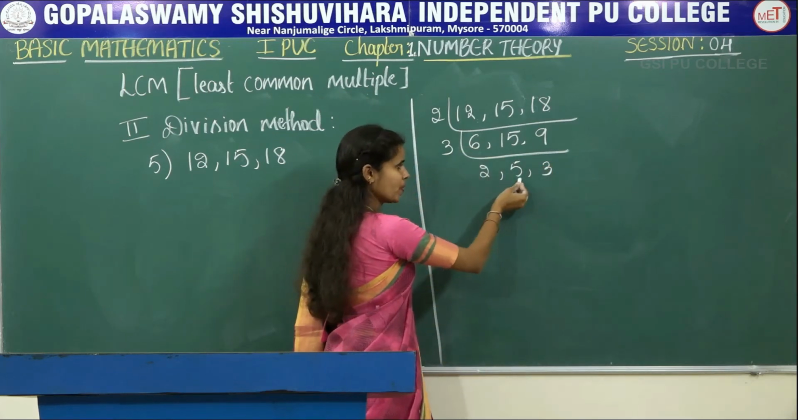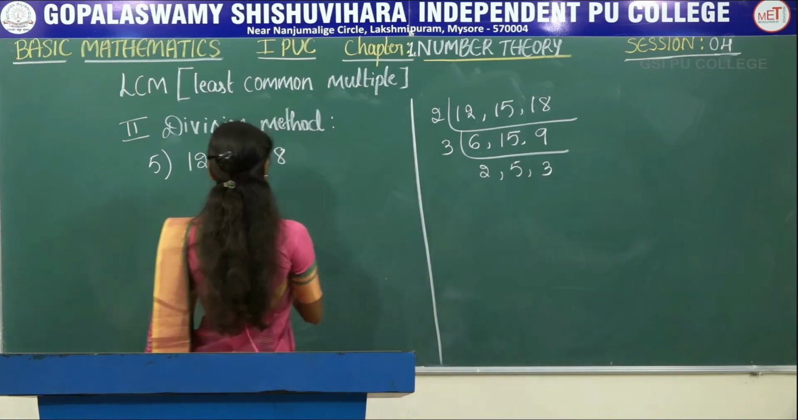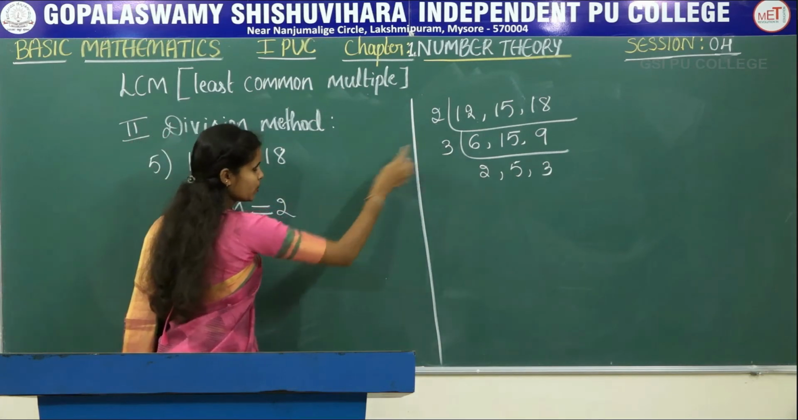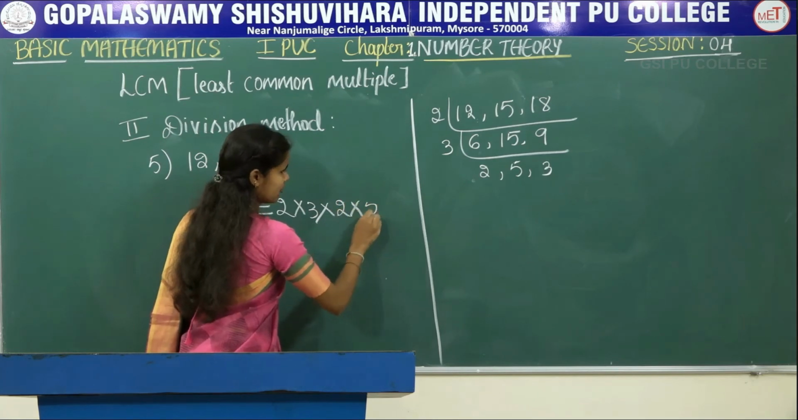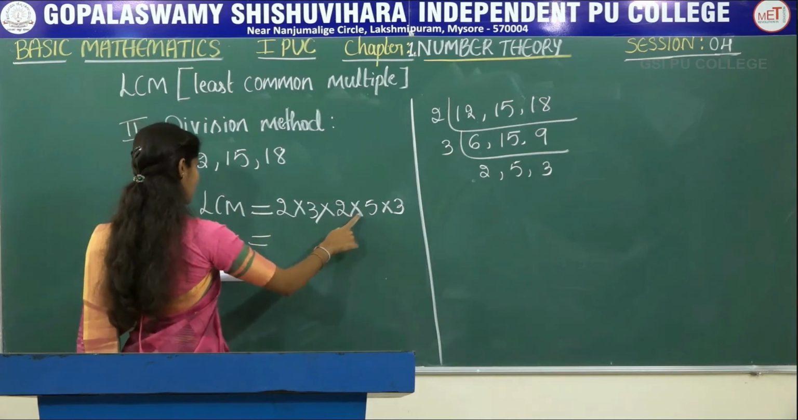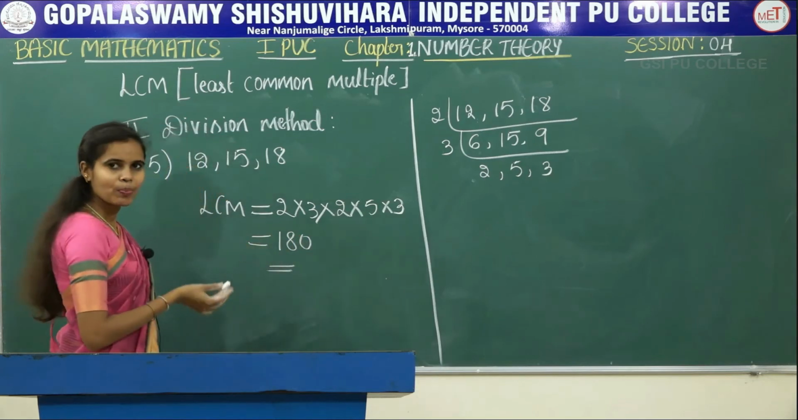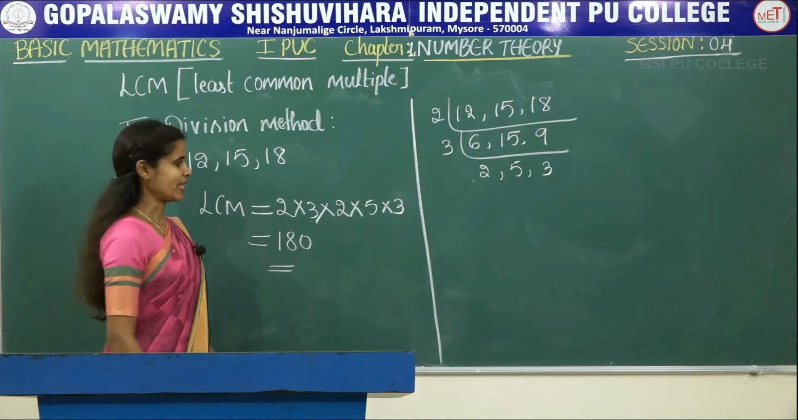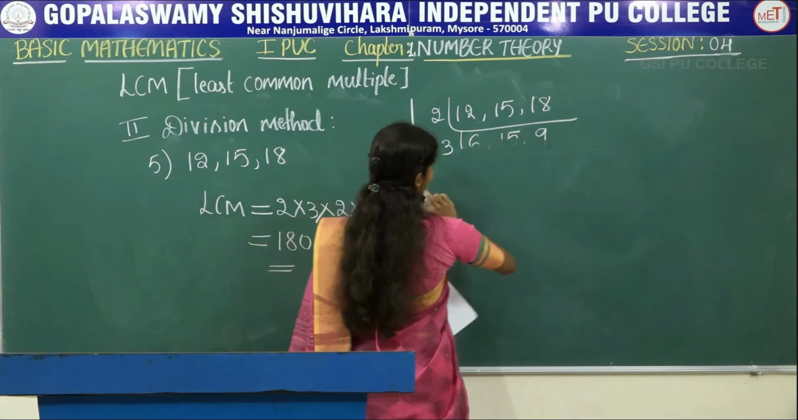Here observe 2, 5, 3 are prime numbers as well as distinct prime numbers. Therefore LCM is equal to 2 into 3 into 2 into 5 into 3, which is equal to 180. Therefore the LCM of 12, 15, 18 is equal to 180. Okay. Next let us discuss one more problem.